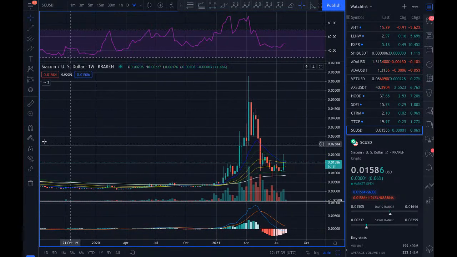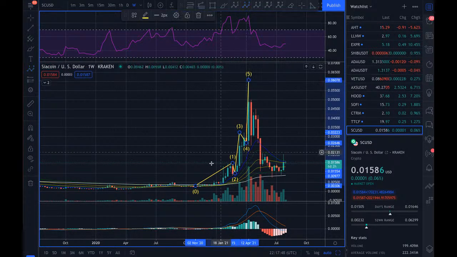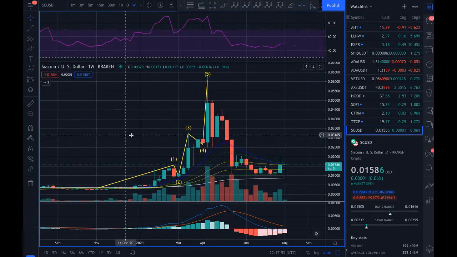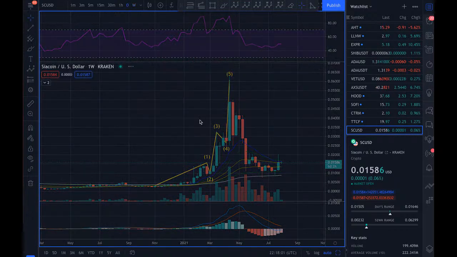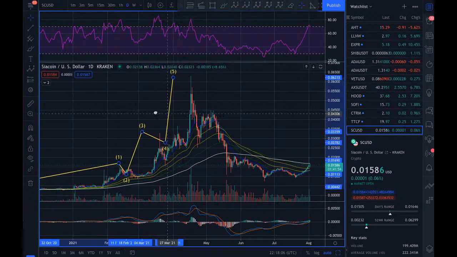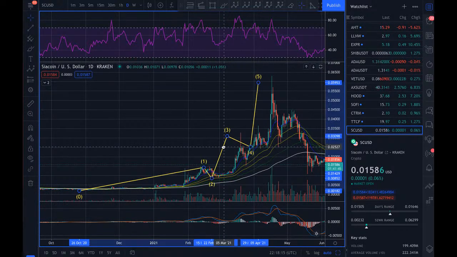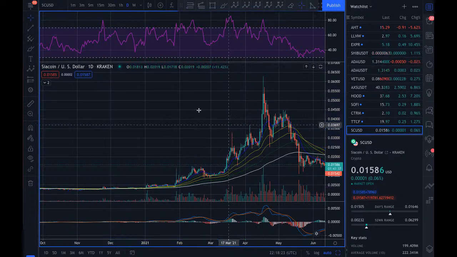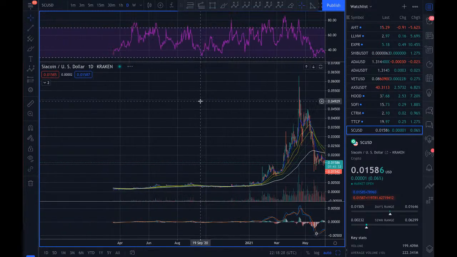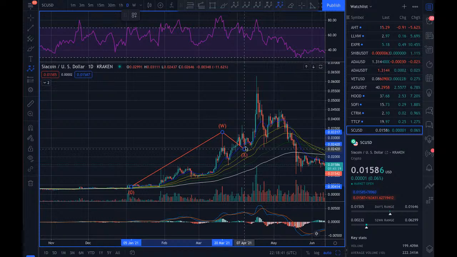Okay, I see the 5 waves up, looks like here. But if I look closer, it looks like 5 waves up at first glance. Let's take a closer look and see if it's got subwaves of 5 or not. On second glance, that looks like a 1, 2, 3, possibly.